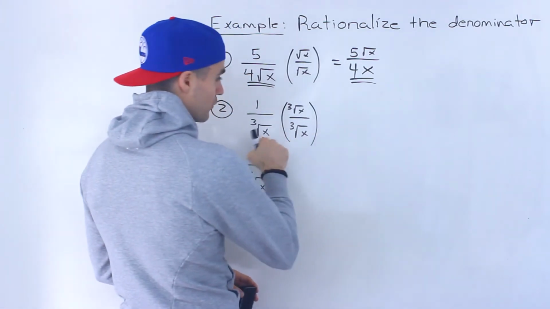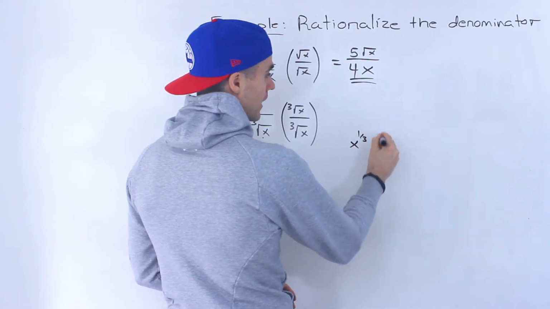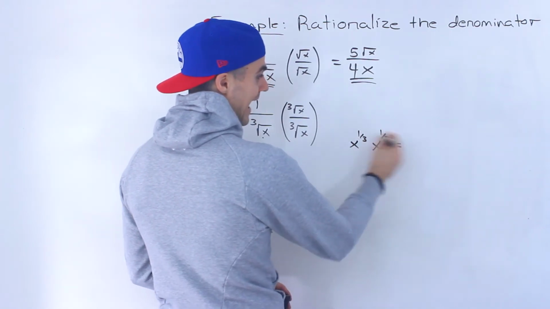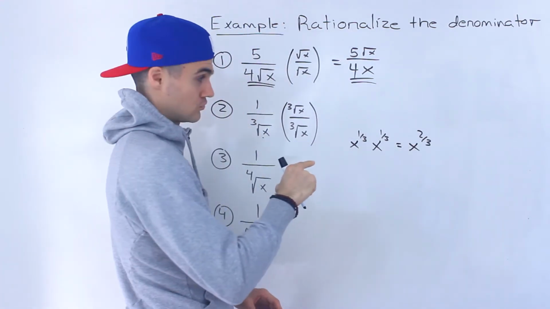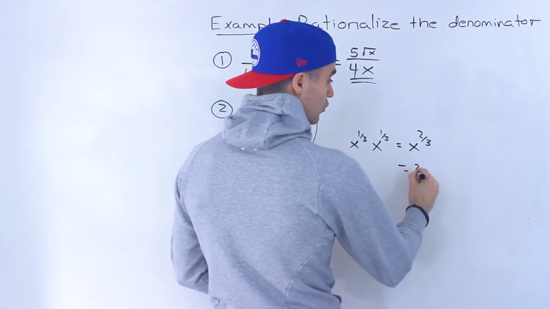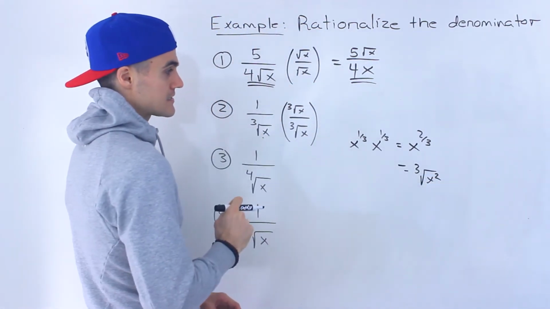The problem is that the third root of x times the third root of x, that's not going to give us x. So the third root of x, we could rewrite that as x to the power 1 over 3. We multiply it by another x to the power 1 over 3. We could add those exponents, and we would have x to the power of 2 over 3, which would give us the third root of x squared. So notice that that third root is still there.